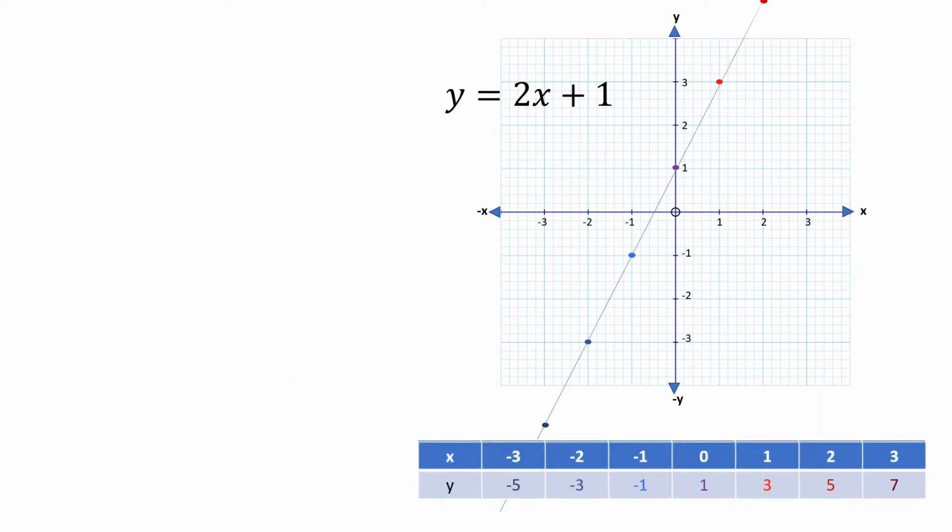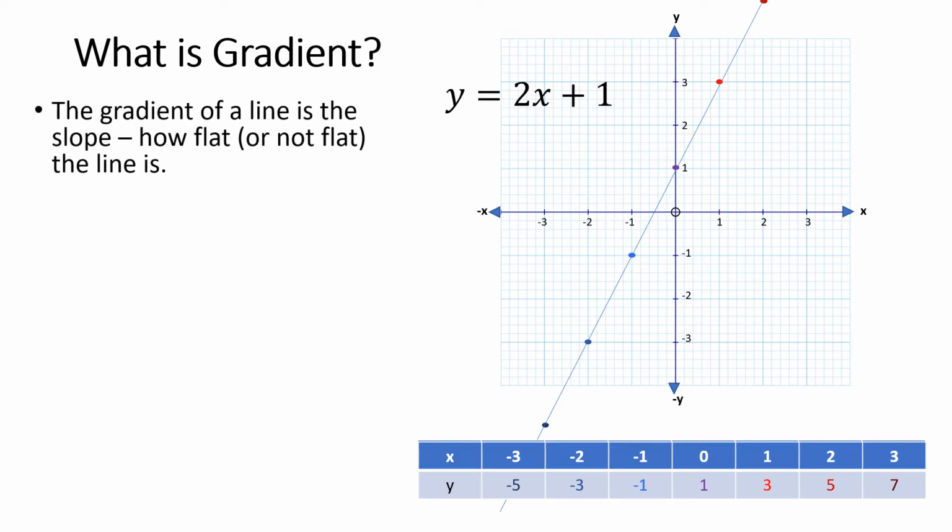So here is our original example, y equals 2x plus 1. And if you remember back to the last video and our basic form of a straight line, y equals mx plus c, we said that the gradient is equal to the variable m. And that means in this equation, the gradient is going to be 2. But as we also said, the gradient of a line is the slope, which is how flat or not flat the line is. This is not shown as an angle though.